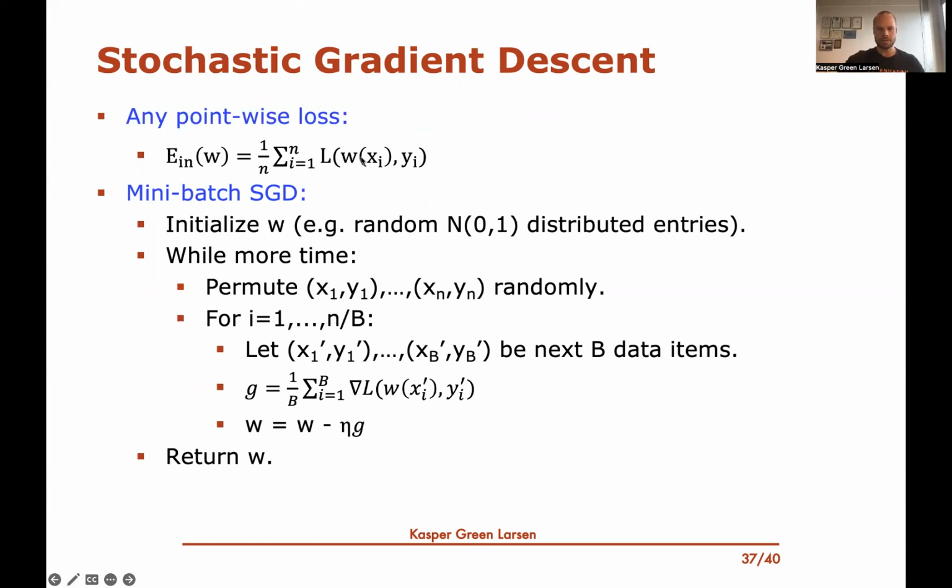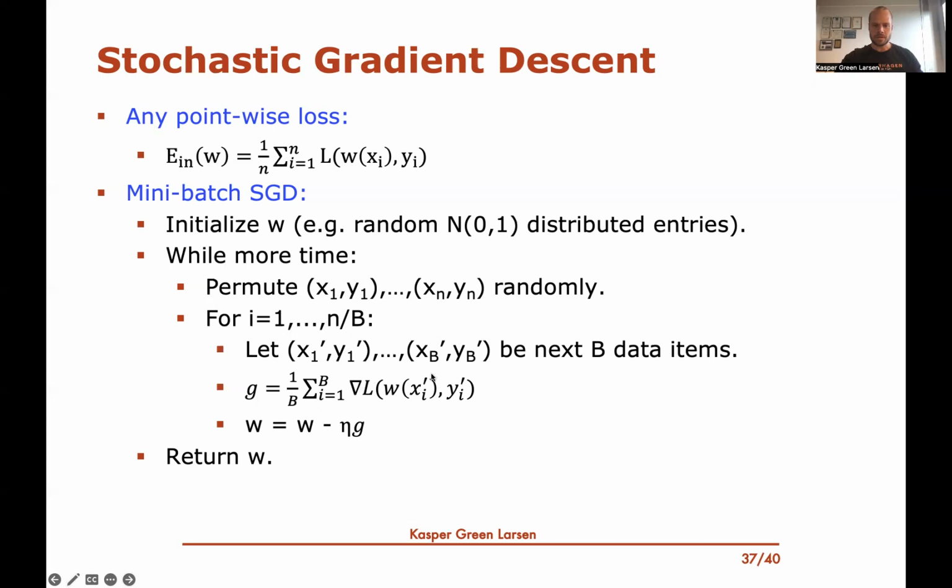Because all we're really doing here is we have some parameters W, and then we permute the data and scan over the data in batches of B. So we take B elements, and we take this in-sample error as if we only had those B elements, pretending those are the only ones. If those were the only ones, we compute the gradient of this loss function summed over those B elements, or averaged over those B elements. And then we take a small step in the negative direction of the gradient. And this is just a general template.